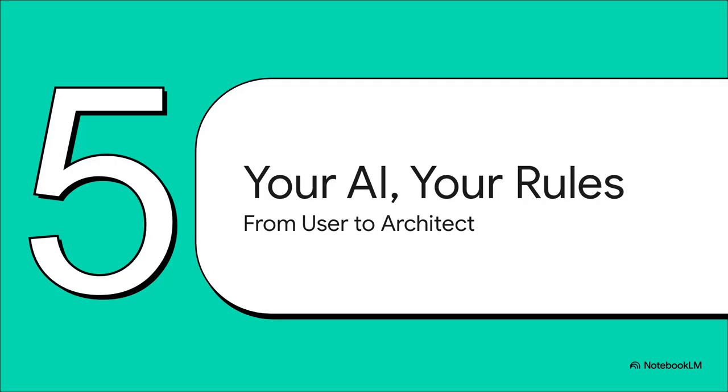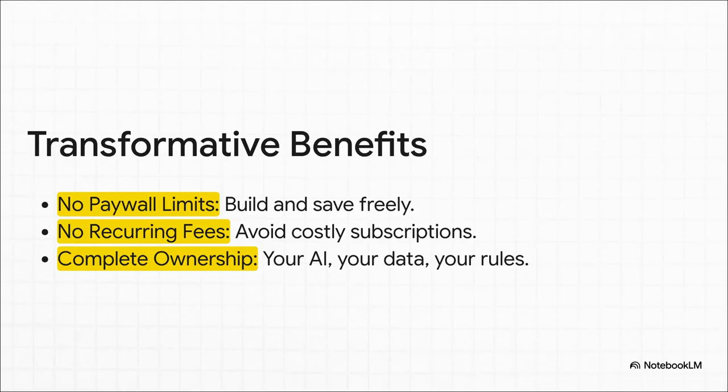So what this all really points to is a fundamental shift in how we think about AI. It's about being able to set your own rules. It's about going from just being a user to becoming an architect. So let's just boil it all down. What are the transformative benefits here? No paywall limits. You can build and save as much as you want. No recurring fees. You get to dodge those costly subscriptions. And the big one, complete ownership. It's your AI, it's your data, and they're your rules. That level of control is just revolutionary, whether you're a creator, a developer, or running a business.